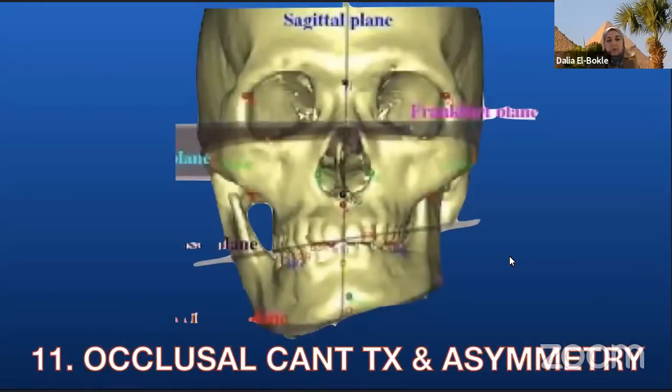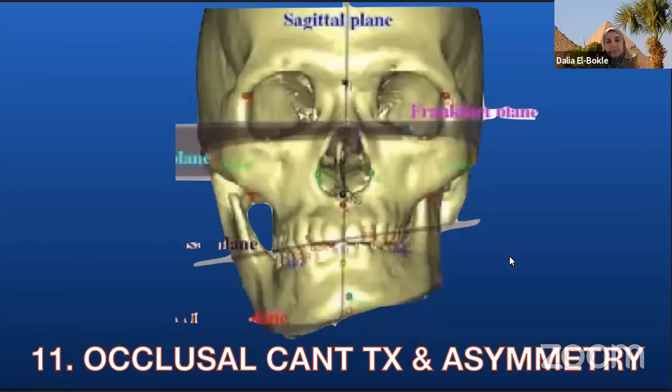Now we come to indication number 11. How can we treat occlusal cants and asymmetries using bite turbos or disarticulation? As we all know, facial asymmetries are very complex malocclusions. In many cases, the vertical maxillary axis or deficiency on one side is the contributing factor.